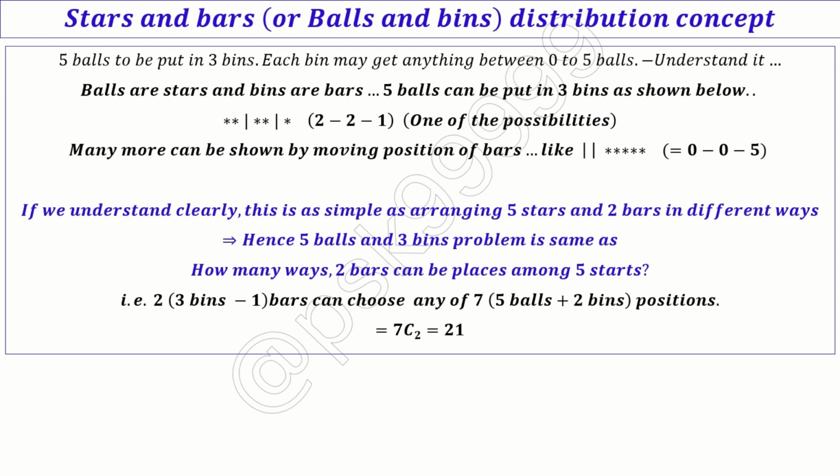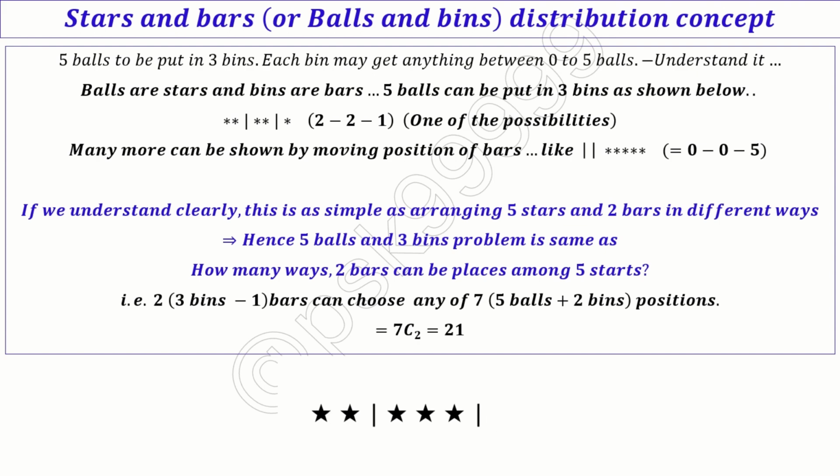How did this 7 and 2 come? 7 came from 5 plus 3 minus 1, choose 3 minus 1. So 5 plus 3 minus 1 C 3 minus 1 is the combination I am looking at, and this means 21. So these bars can be placed anywhere in the 7 spots in 21 ways. This is what we should understand. Once you understand this, the problems are very simple. The concept is very clear, and knowing when to apply what is very, very important. So this is the concept of stars and bars.